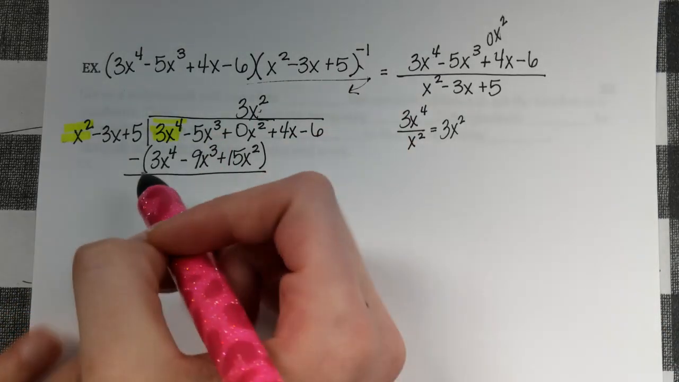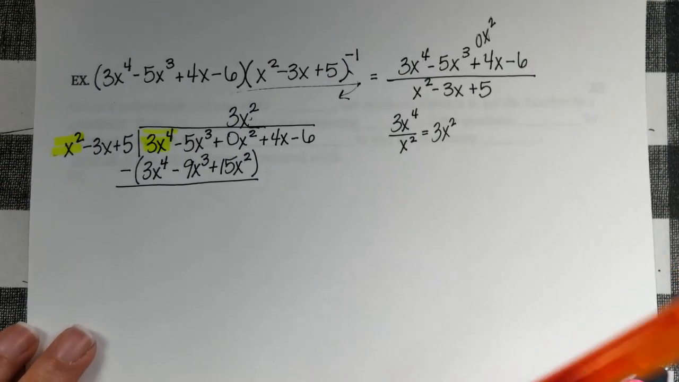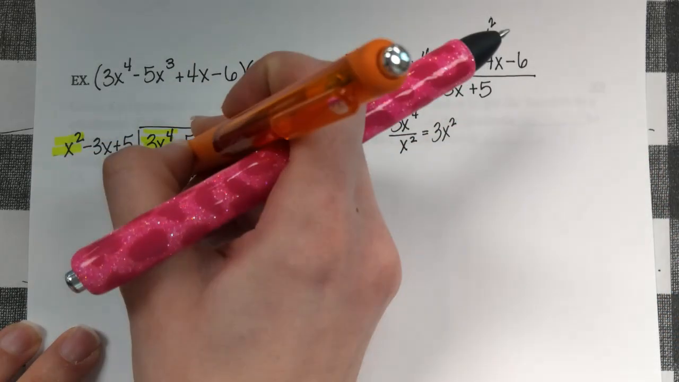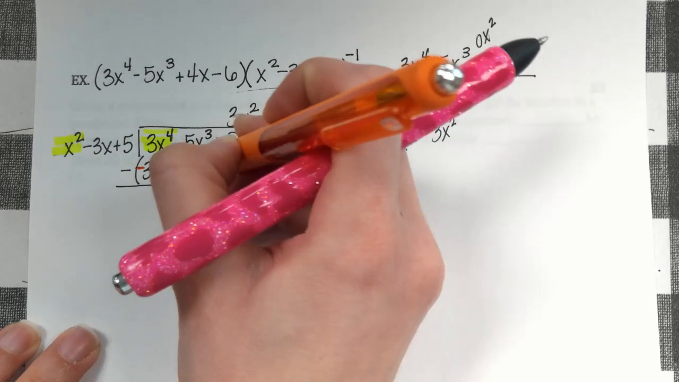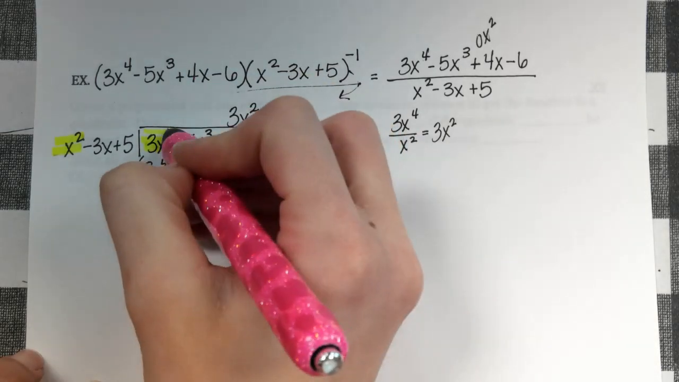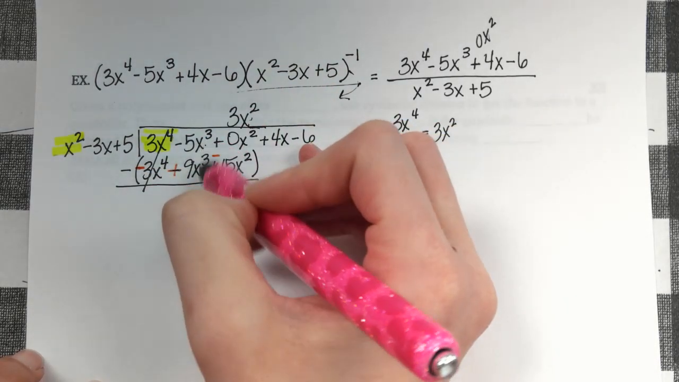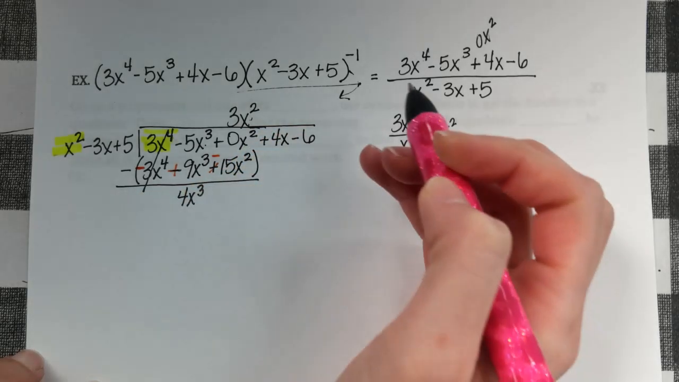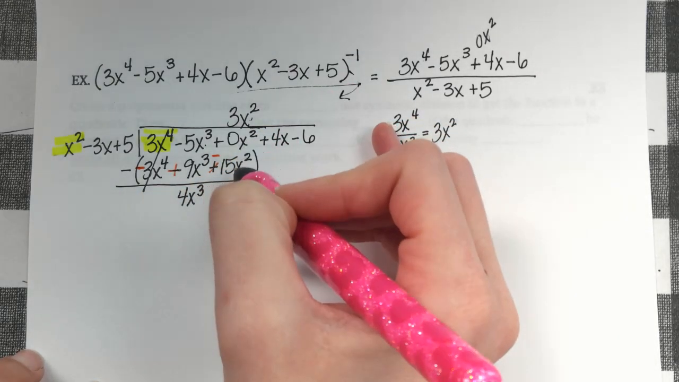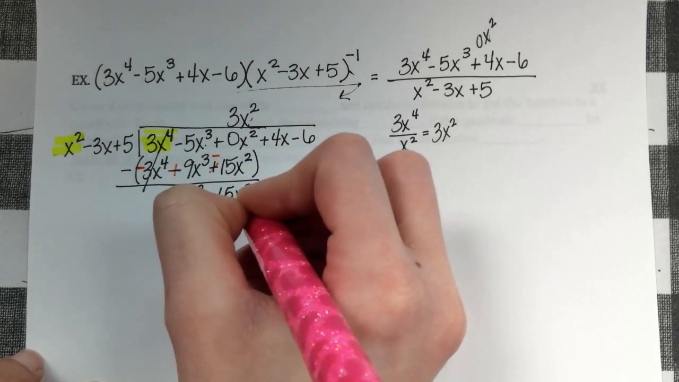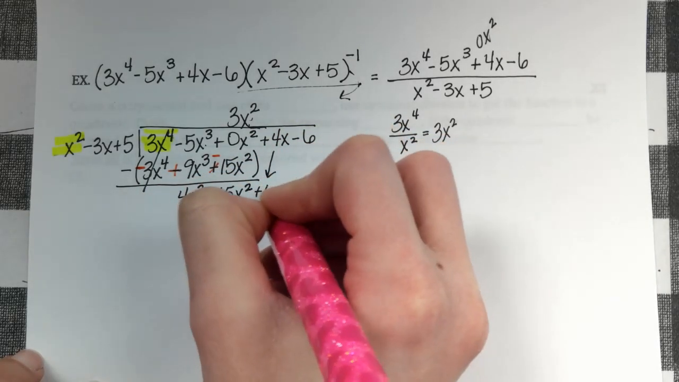Okay, so when I subtract, what do I do? Change your signs. This becomes a negative 3x to the fourth plus 9x cubed minus 15x squared. So 3x to the fourth minus 3x to the fourth cancels. Negative 5x cubed plus 9x cubed gives me 4x cubed. 0x squared minus 15x squared leaves me with negative 15x squared. And I bring down the plus 4x.